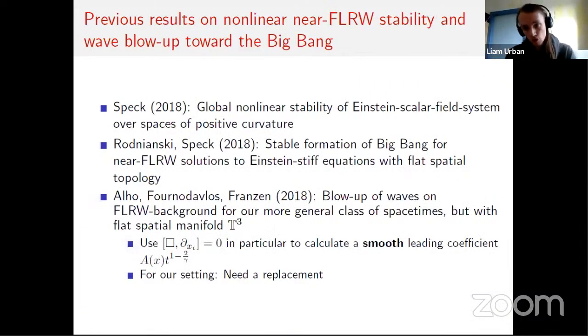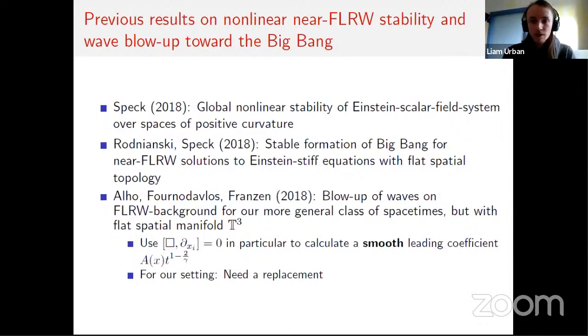A quick detour on what the general results on linear and nonlinear stability over this background are. Speck proved, in one paper on his own and one together with Rodnianski back in 2018, that the Einstein scalar field system is globally nonlinearly stable over spaces of positive curvature with regard to this near-FLRW background. And on the other hand, for the flat case, we also have a result for the stiff case that we can't quite handle. But the moral of the story is that one has results for certain types of curvature or certain types of expansion, but not in our more general setting.